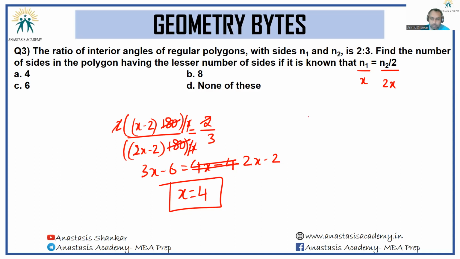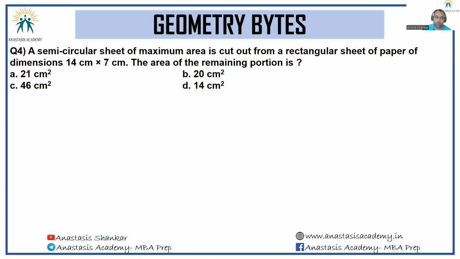And you can also go ahead and check. Basically, if x equal to 4, then you would have a square and internal angle is 90 degrees. And for the larger polygon, it would be an octagon and internal angle will be 180 minus 360 by 8. This will be equal to 135. Yes, the ratio is indeed turning out to be 2:3. So answer should be option A, 4.